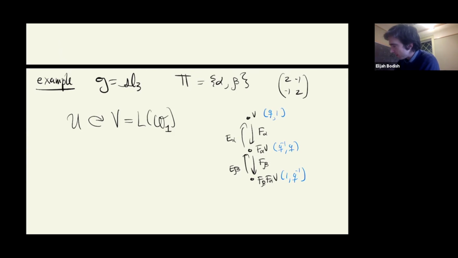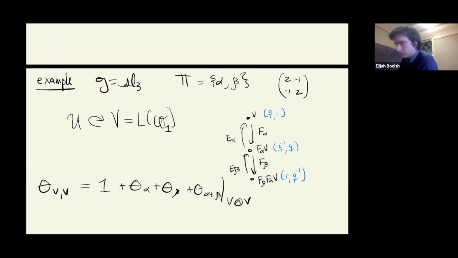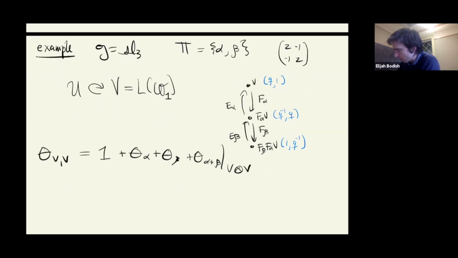And I just want to write down what Θ_VV is in this case. So you can see that any square of E and any square of F will act as 0 on this representation V. So Θ_VV is actually going to be 1 plus Θ_α plus Θ_β plus Θ_{α+β} acting on V tensor V. I guess the only Θ_μ's which will act non-zero are going to be one of these four. So that element 1 is giving me my Θ_0.